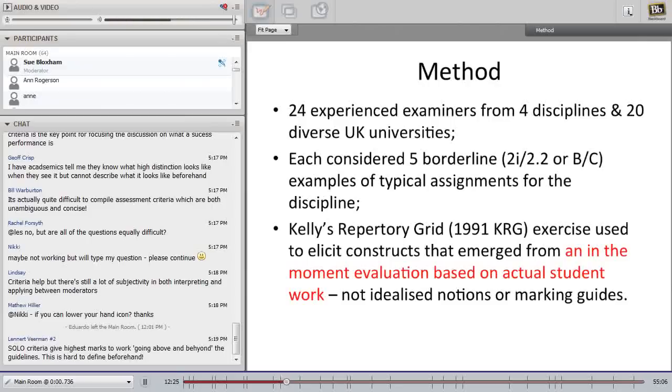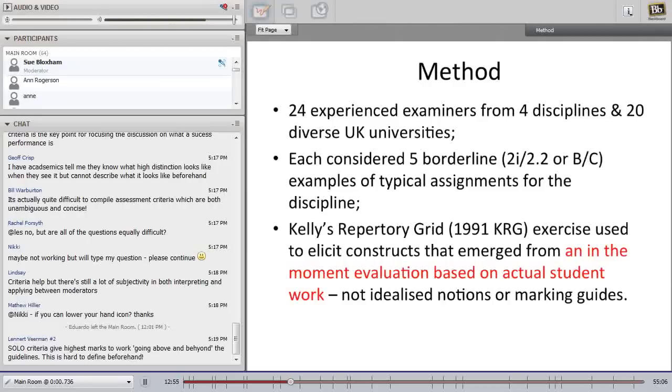And each of these lecturers was given in advance 5 borderline assignments. Now, I guess in the Australian context, they're borderline BC, 2:1/2:2 in the UK. Maybe that would be distinction-credit borderline, I think, in Australia. They were given borderline assignments, but they didn't know what the marks were on them, and were asked to look at them and make notes as if they were marking.